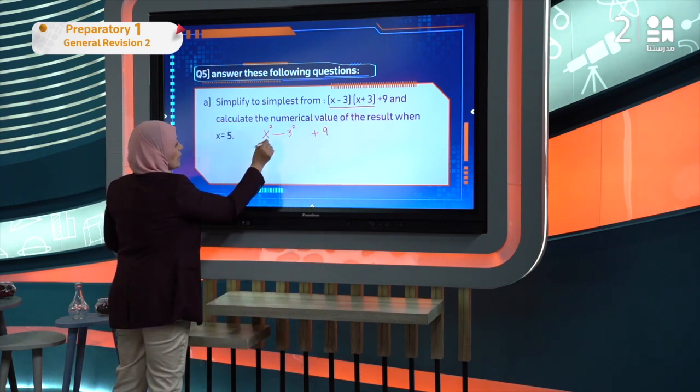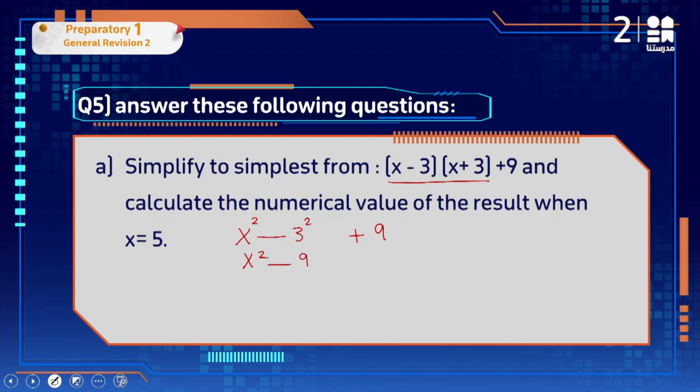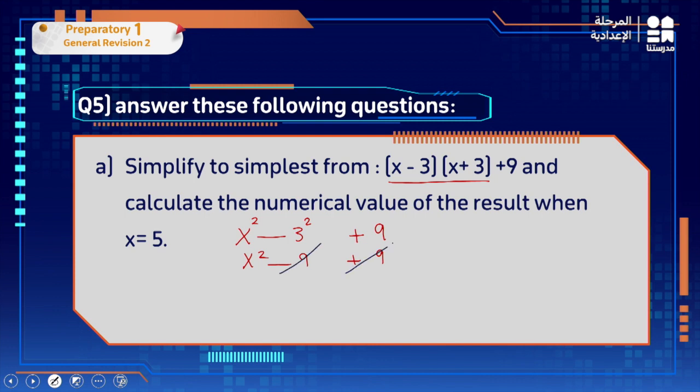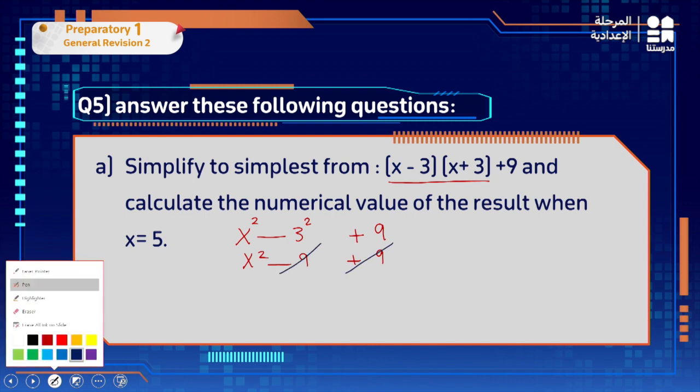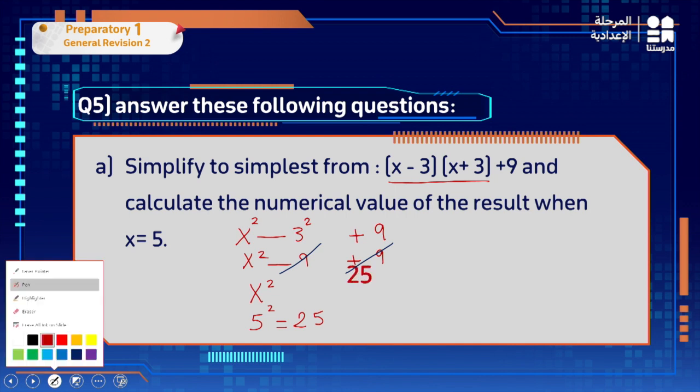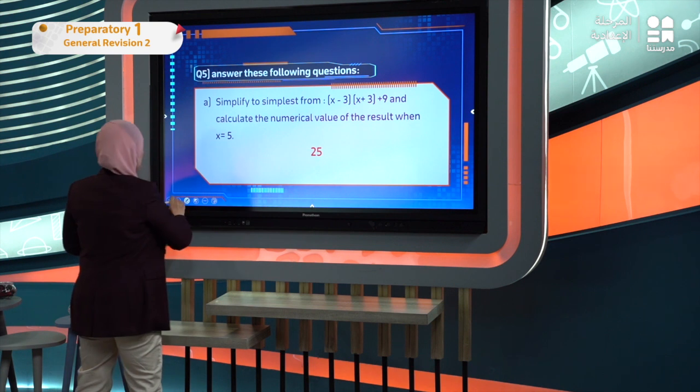Let's work on this. X squared minus 9. 3 to the power of 2 means 3 times itself. 3 times 3 is 9, and here plus 9. They will cancel each other because negative 9 and positive 9. So here we have x squared. To evaluate it when x equals 5, we have to replace x with 5. So it becomes 5 to the power of 2, which is 5 times 5, not 5 times 2. So the final answer is 25.